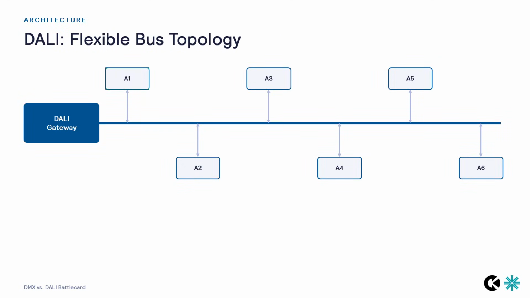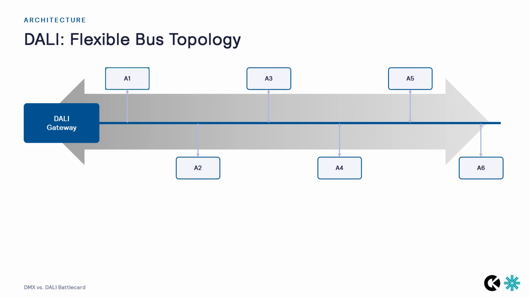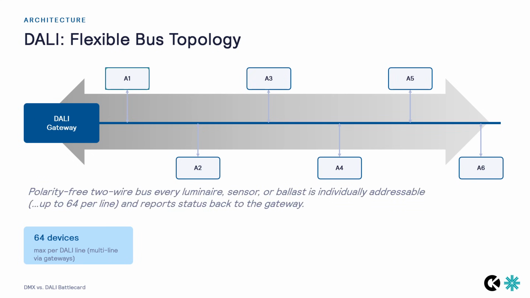This diagram illustrates a typical DALI architecture. Unlike DMX, DALI uses a polarity-free two-wire bus that supports bidirectional communication by design. Up to 64 devices can be connected to a single DALI line, with each device individually addressable. Communication flows in both directions, allowing luminaires, sensors, drivers, and control devices to report information back to the gateway. This may include operational status, energy usage, runtime information, and fault conditions.